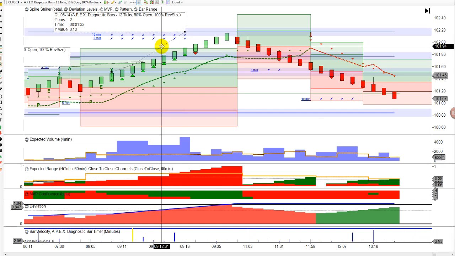But I mean, 10 ticks is $100. $4 or $5 commission, $95. Okay, you love that trade. Yeah, it's pretty sweet. And it's easy.